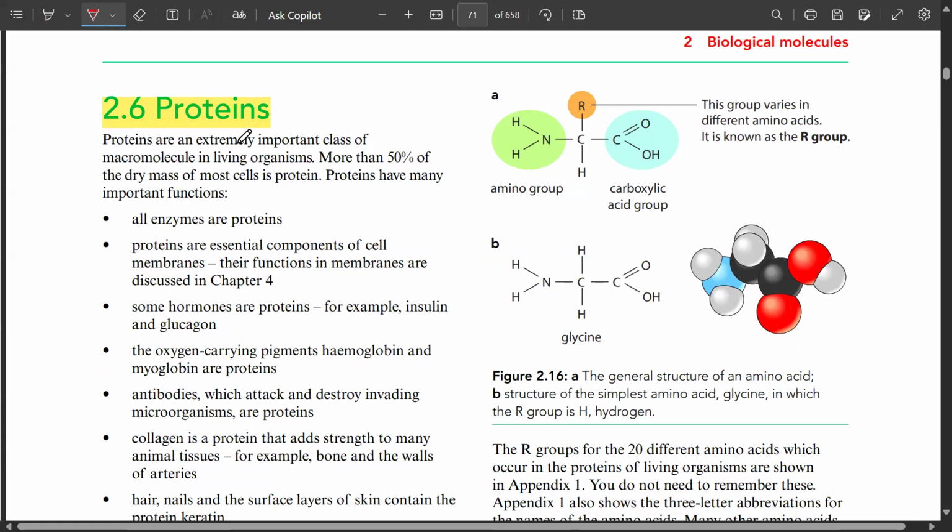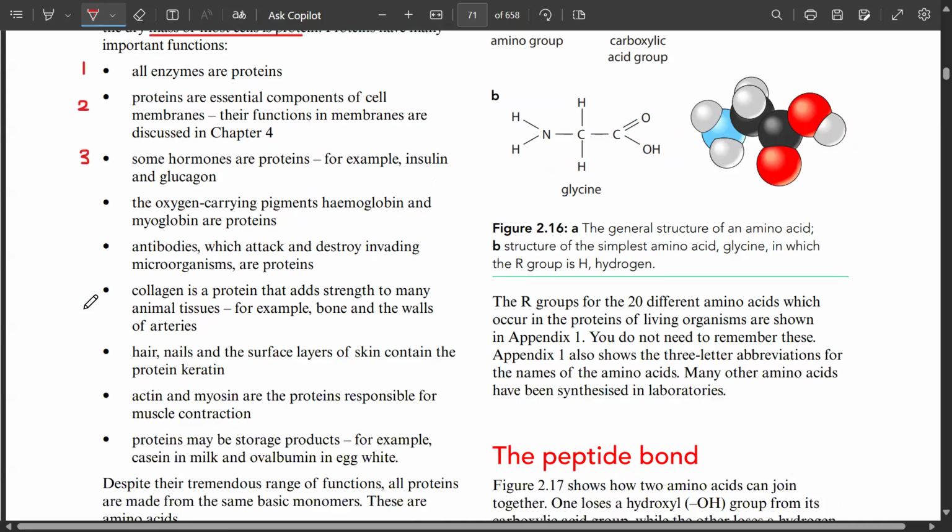Good, good. So proteins are an extremely important class of macromolecules in living organisms, and more than 50% of the dry mass of most cells is protein. Proteins have many important functions. For example, all enzymes are proteins. They make up the cell membranes. Hormones are even proteins such as insulin, glucagon. They also make up hemoglobin and myoglobin.